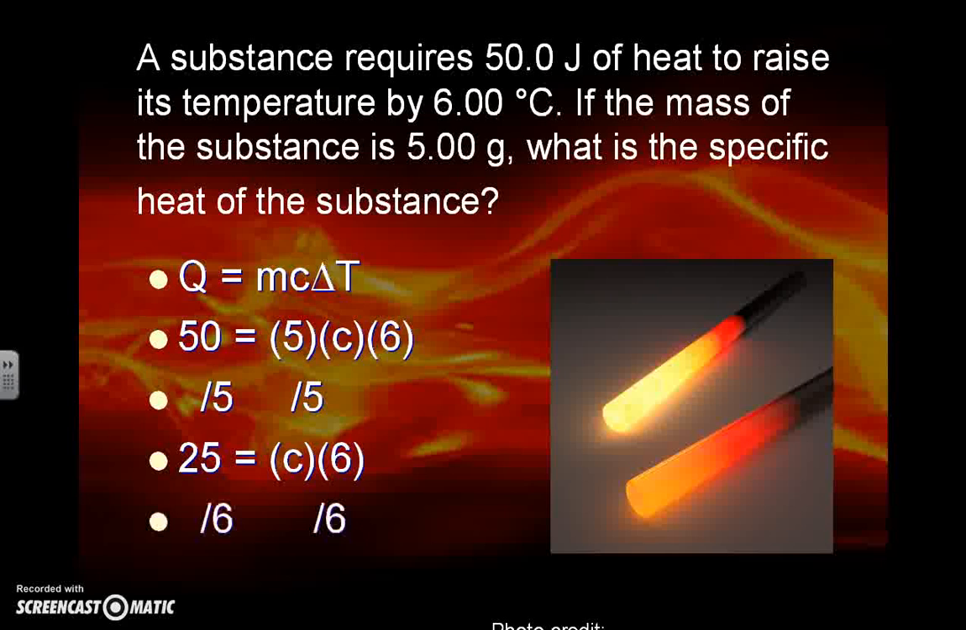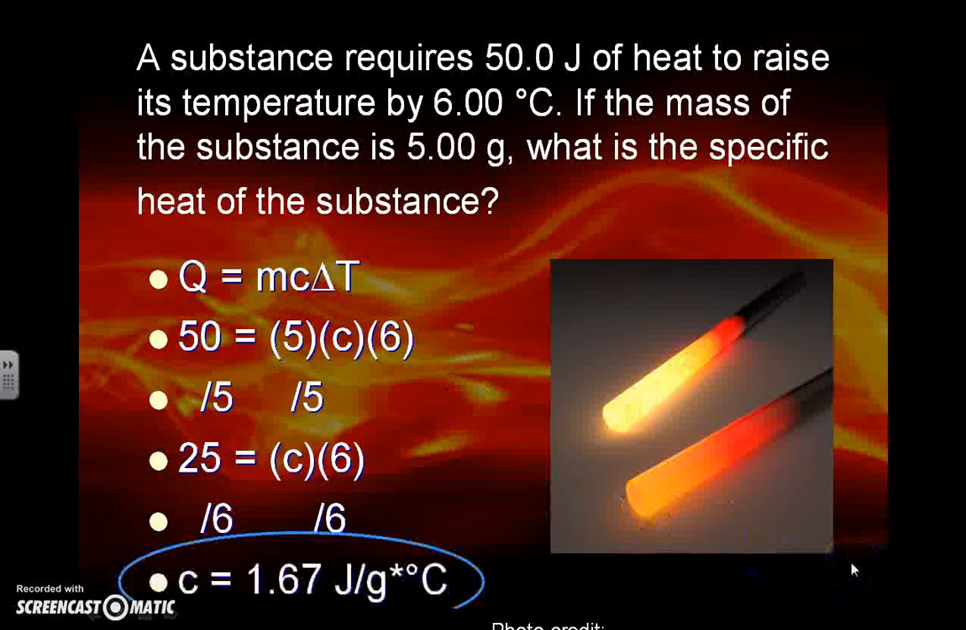And you should, in your calculator, keeping in mind these are going to cancel, so you're going to have C by itself over here, because 6 divided by 6 is 1, and 1 times C is C, so that just drops down to C. So you're doing in your calculator 25 divided by 6. The final answer on this problem should come out as 1.67 joules per gram per degree Celsius.